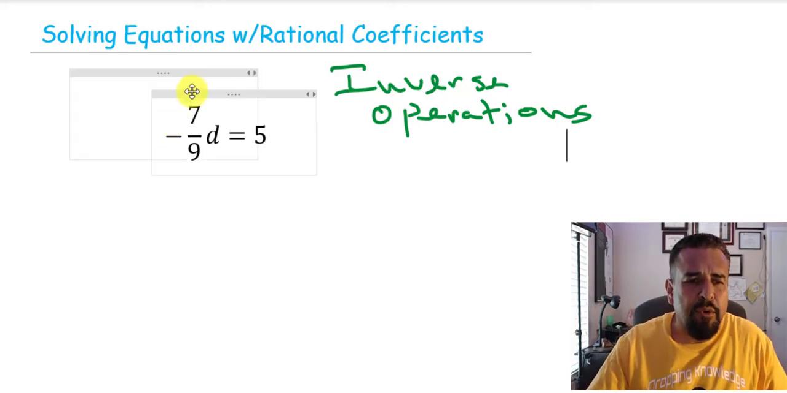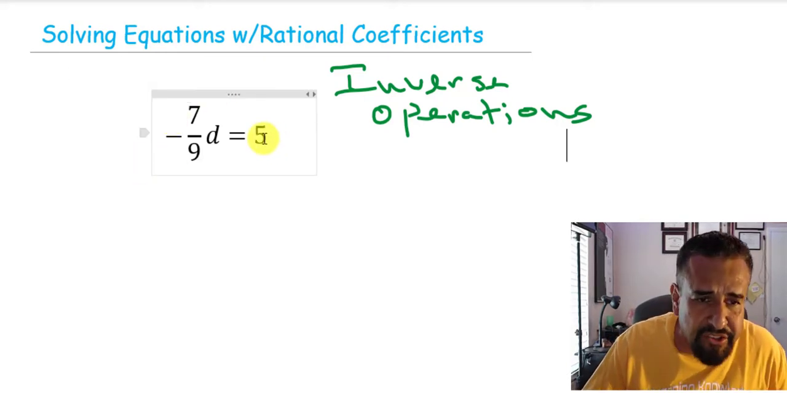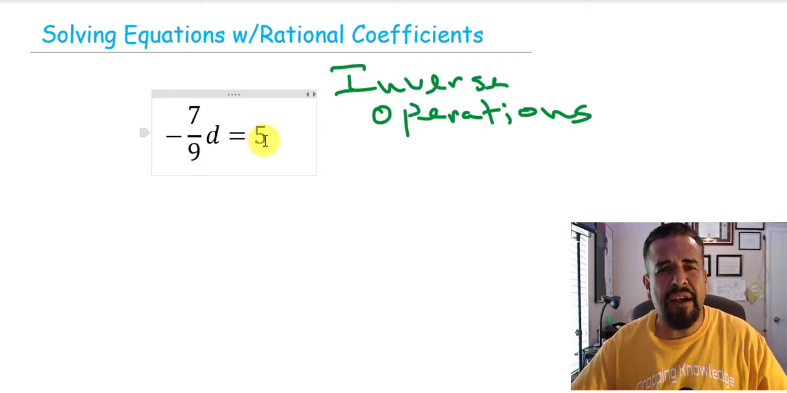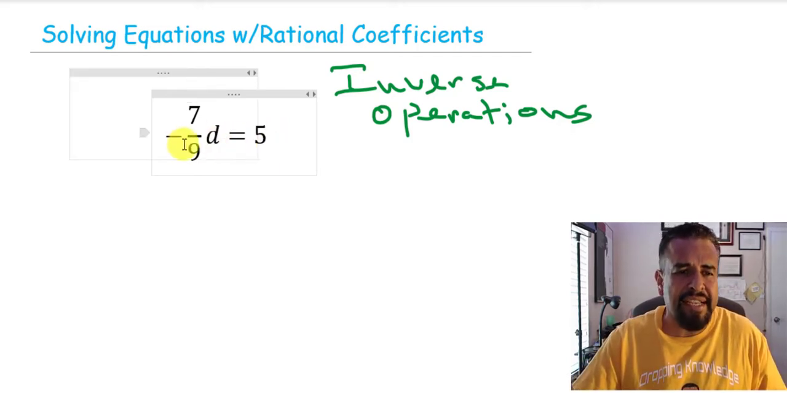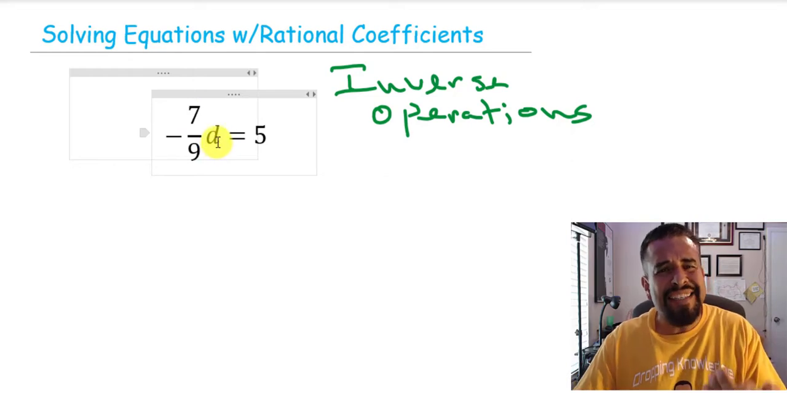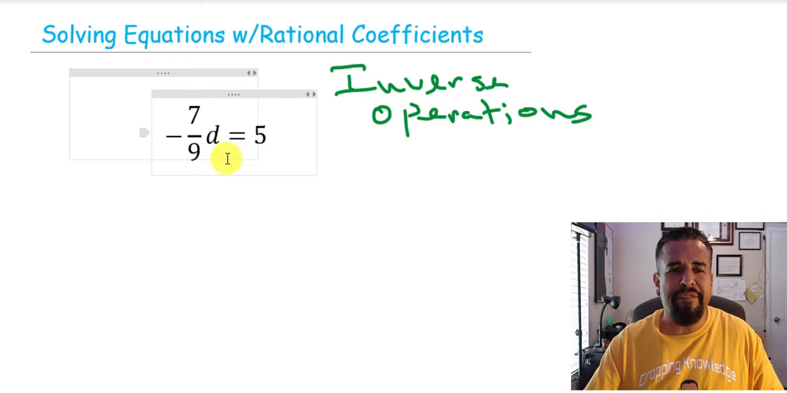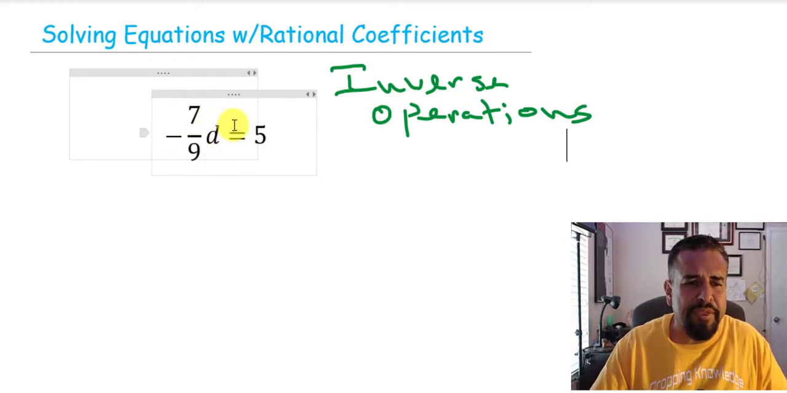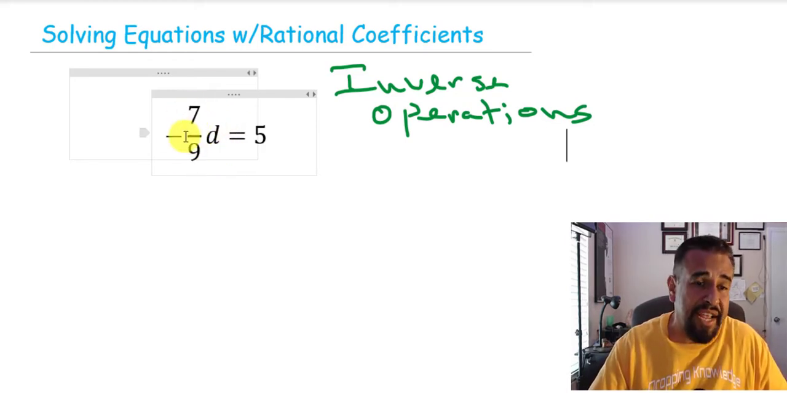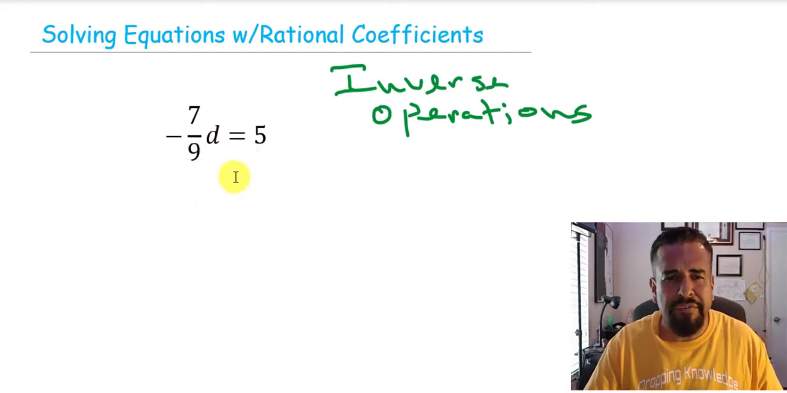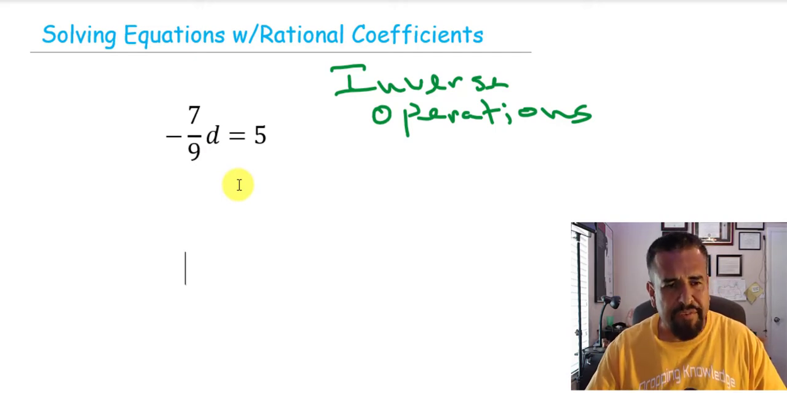So notice these equations. They've already given me the answer. The answer is 5. So I'm not trying to find the answer. I'm trying to find out how they got the answer. In this case, what did they multiply by to get the answer? So in order to do that, we're going to be reversing the process. So let's take a look at what they did. They took 7 ninths or negative 7 ninths and they multiplied it times the variable d. And then they got the value of 5. Okay, so let's reverse that.